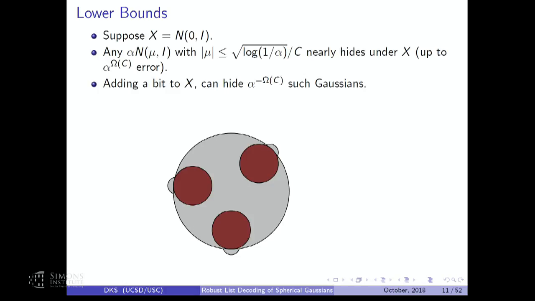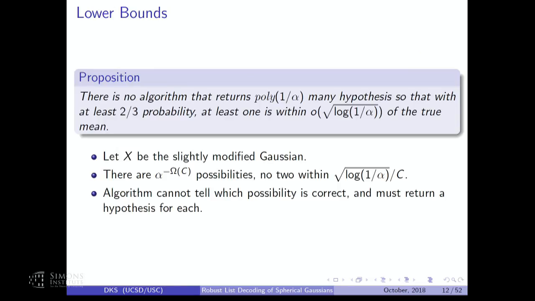And in particular, if we just add a little bit of probability mass to X to cover up some of those extra tails, we can hide something like alpha to the minus omega of C such Gaussians that are all pretty far apart from each other. And in particular, this gives us a lower bound. There's no algorithm that returns only polynomial in 1 over alpha many hypotheses.